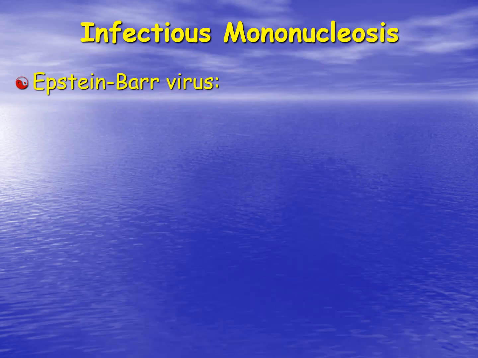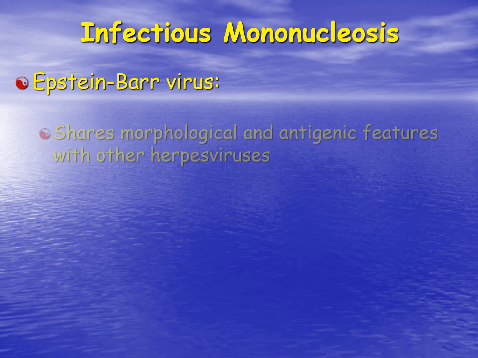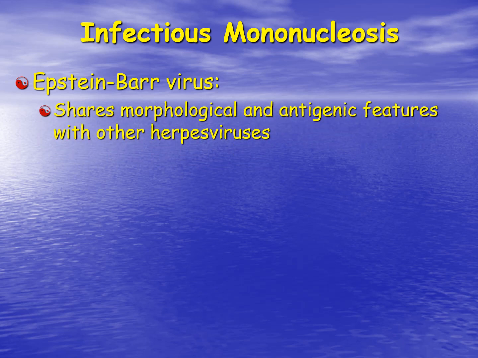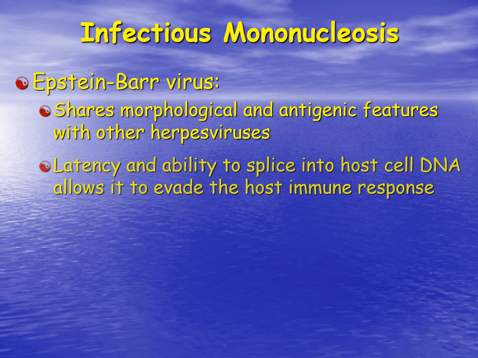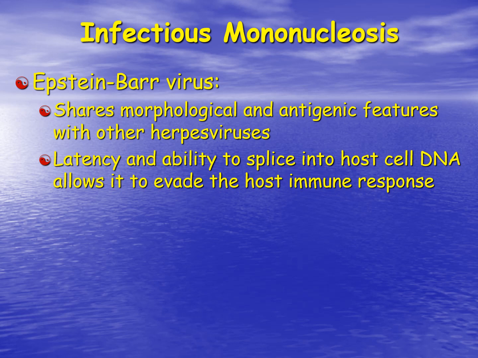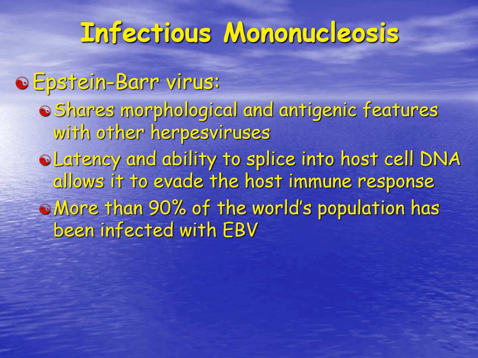Now, infectious mononucleosis is caused by the Epstein-Barr virus, and this is one of the herpes viruses. It shares a lot of morphologic and antigenic features with the other herpes viruses. There is a latency stage and the ability to splice into host cell DNA that allows it to evade the host immune response. Probably more than 90% of the world's population has actually been infected with Epstein-Barr virus.